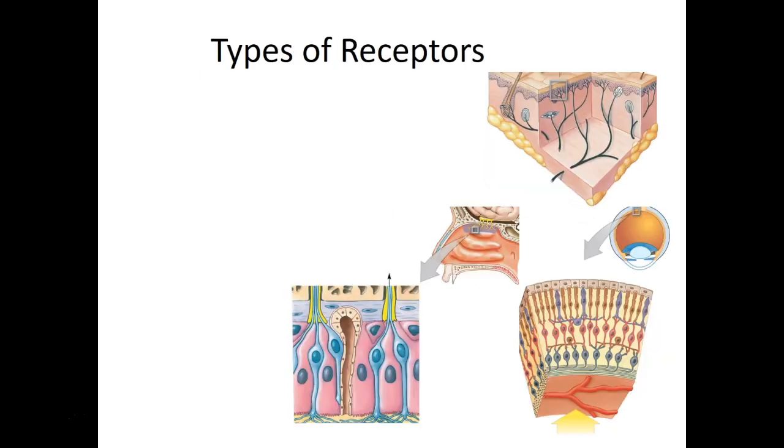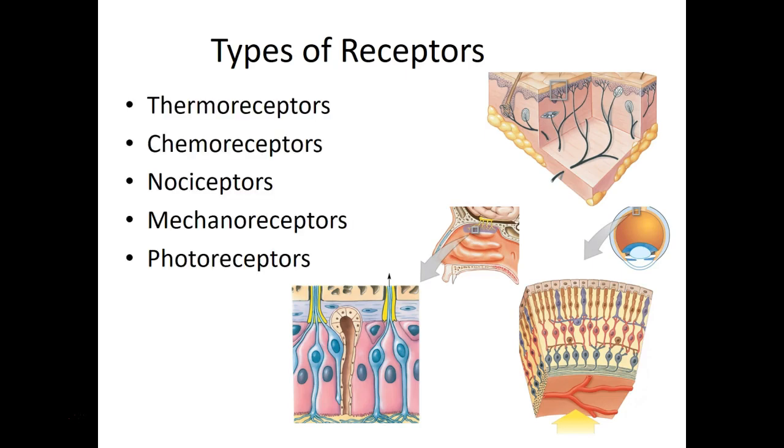All right, so types of receptors are going to be detecting a variety of things. So here are thermoreceptors. Not surprisingly, what do you think these are detecting? Temperature, right? And that means elevated or decreased temperature. And then chemoreceptors, what do you guys think those receptors are detecting?